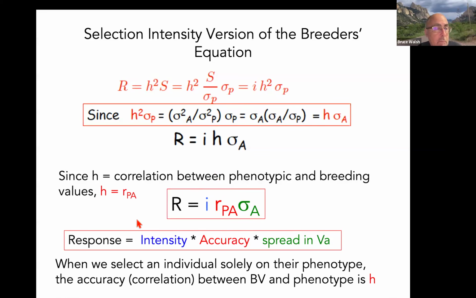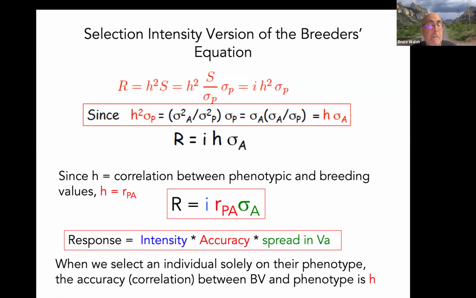H is the correlation between a phenotypic value and a breeding value. So the square of that, H squared, is how much fraction in the breeding value is predicted by the phenotypic value. So writing it this way, you can think of H as the accuracy. If I pick individuals based on their phenotype P, what does that tell me about their breeding value A? So I can write the Breeder's equation as intensity times accuracy times usable genetic variation. And again, at this point, it doesn't look quite that helpful.